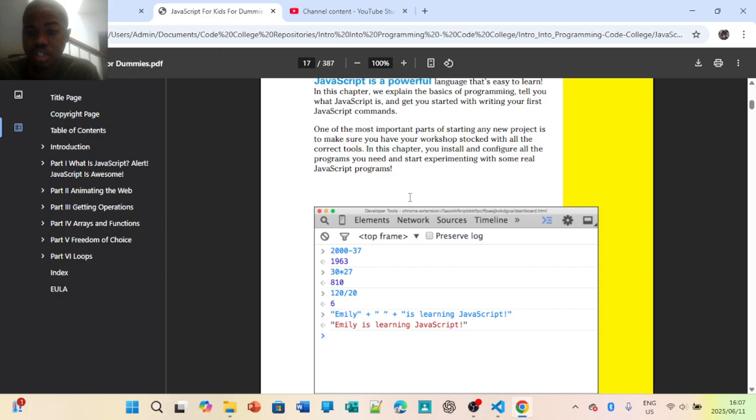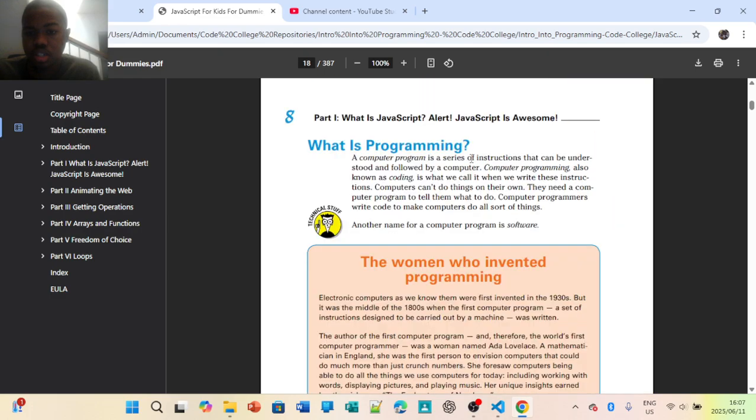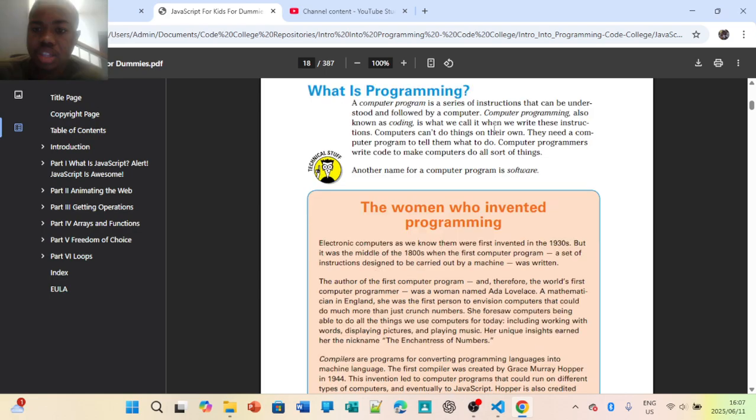What is programming? A computer program is a series of instructions that can be understood and followed by a computer. Programming, also known as coding, is what we call it when we write these instructions. Computers cannot do things on their own. So they pretty much don't understand English. Very smart computer, you don't even understand any language.